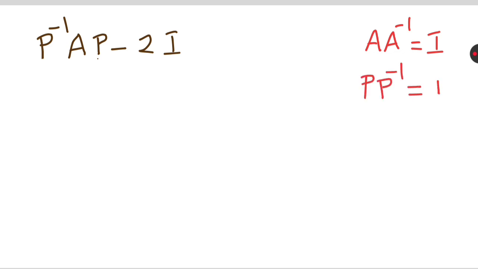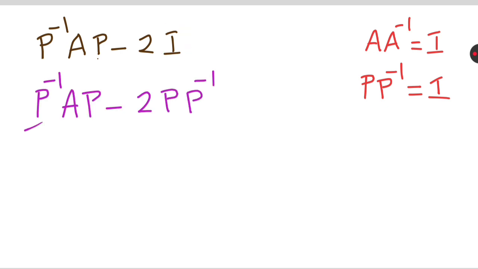P inverse A P minus 2I. So here we have P inverse, P and I. After seeing this, we can recall one of the matrix properties, that is the identity matrix property. A times A inverse is equal to the identity matrix. That means if you multiply A and the inverse of A, then we are going to get the identity matrix. Using this property, we are going to simplify this expression. So instead of 2I, we can write I as P times P inverse, isn't it?